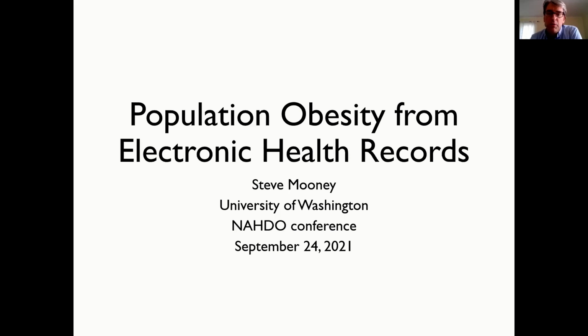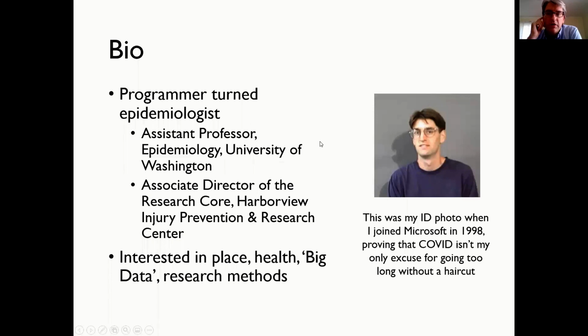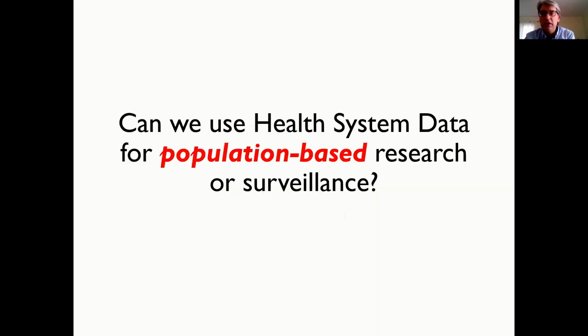Hi, my name is Steve Mooney. I'm an epidemiologist at the University of Washington, and I'm going to be talking about some work I did to compute obesity prevalence from electronic health records in populations. The background here is that I was a programmer before I turned into an epidemiologist. I'm currently at the University of Washington in the epidemiology department, and also the associate director of the research core at the Harborview Injury Prevention and Research Center. And I'm broadly interested in place and health and big data kind of stuff.